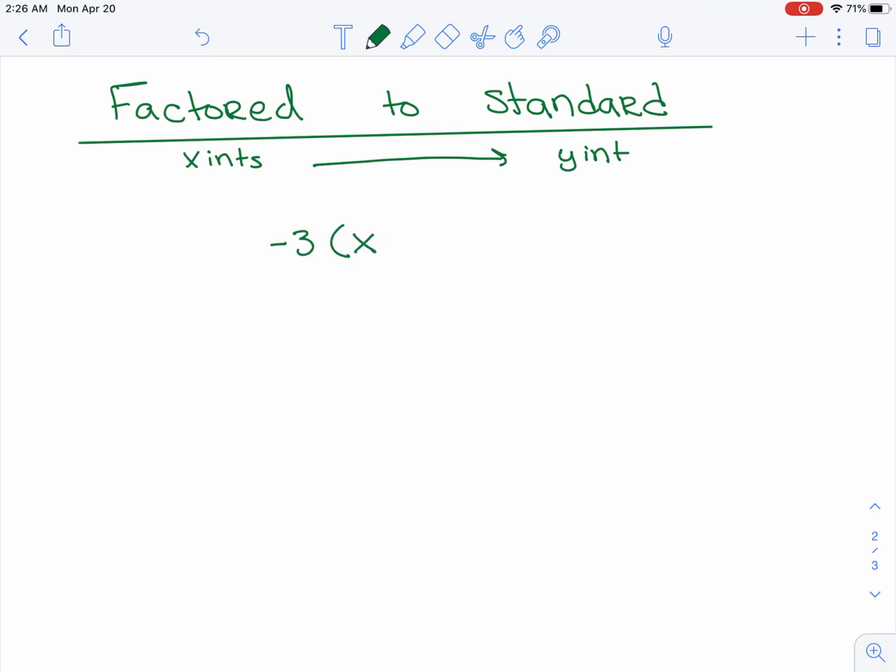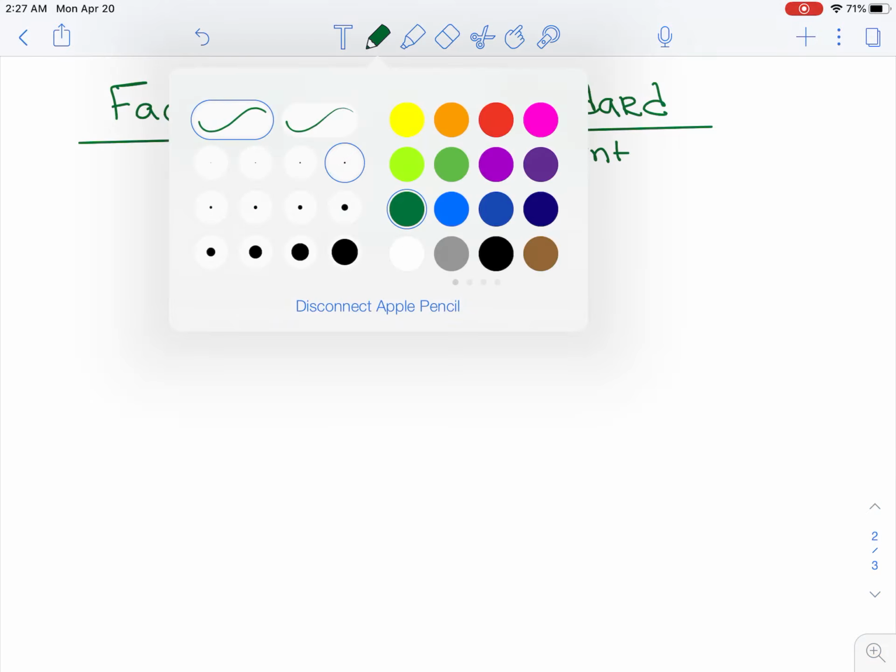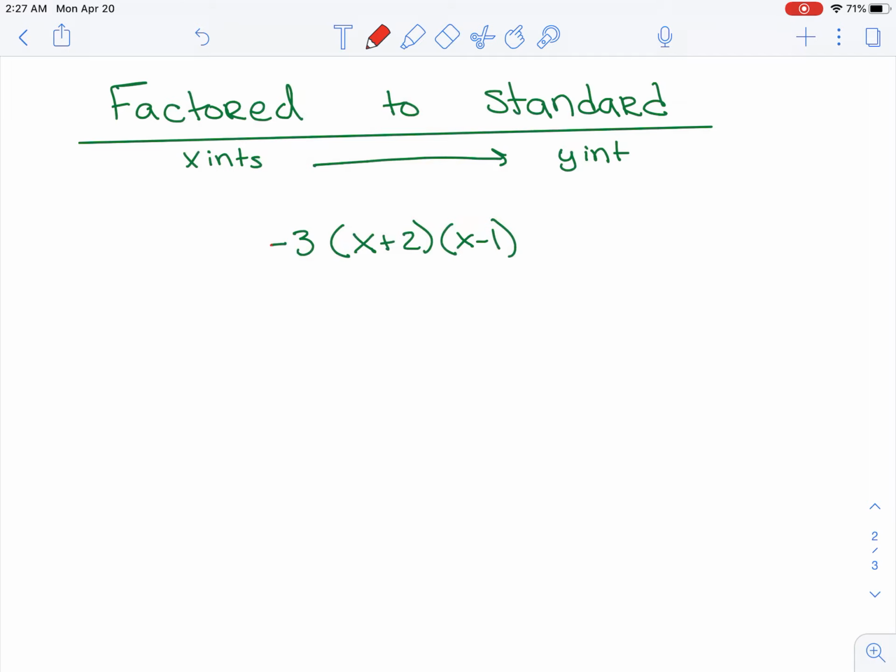So if I give you something like negative 3 times (x plus 2)(x minus 1), there are a couple of important things going on right now. The first important thing is that negative. If it's negative, it means this graph is sad. It is a downwards U shape.